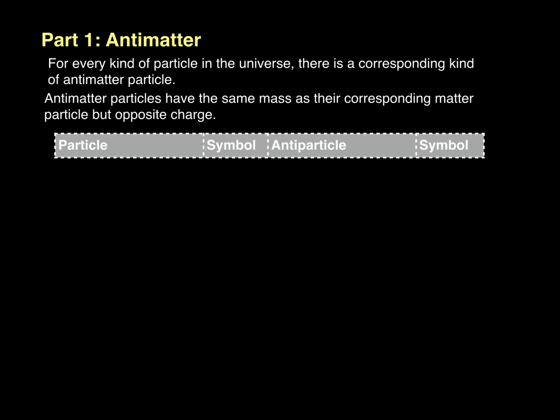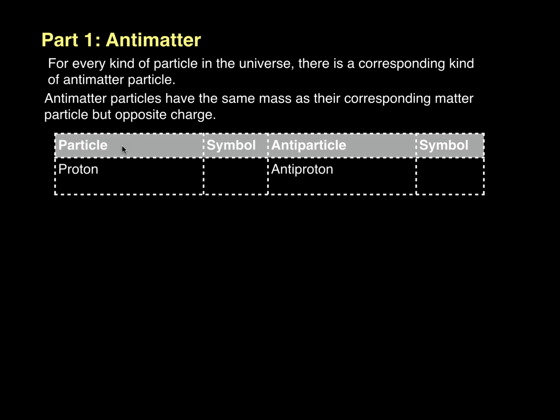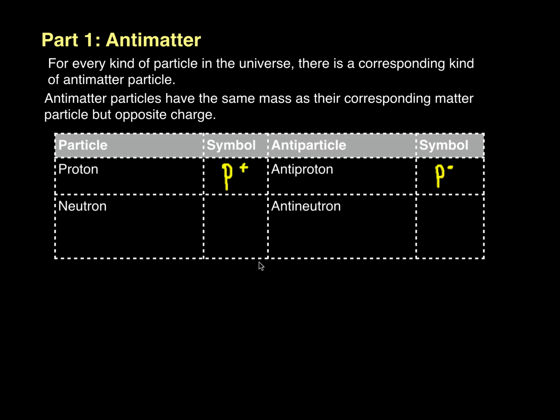Let's look at some common particles and their antiparticles. The proton, P+, has positive 1 elementary charge. The antiproton is a negative version of the proton with the symbol P-. The neutron is neutrally charged, and the antineutron is also neutrally charged. The antineutron has the same mass as the neutron, and the only way to tell them apart is they annihilate each other if they come into contact.